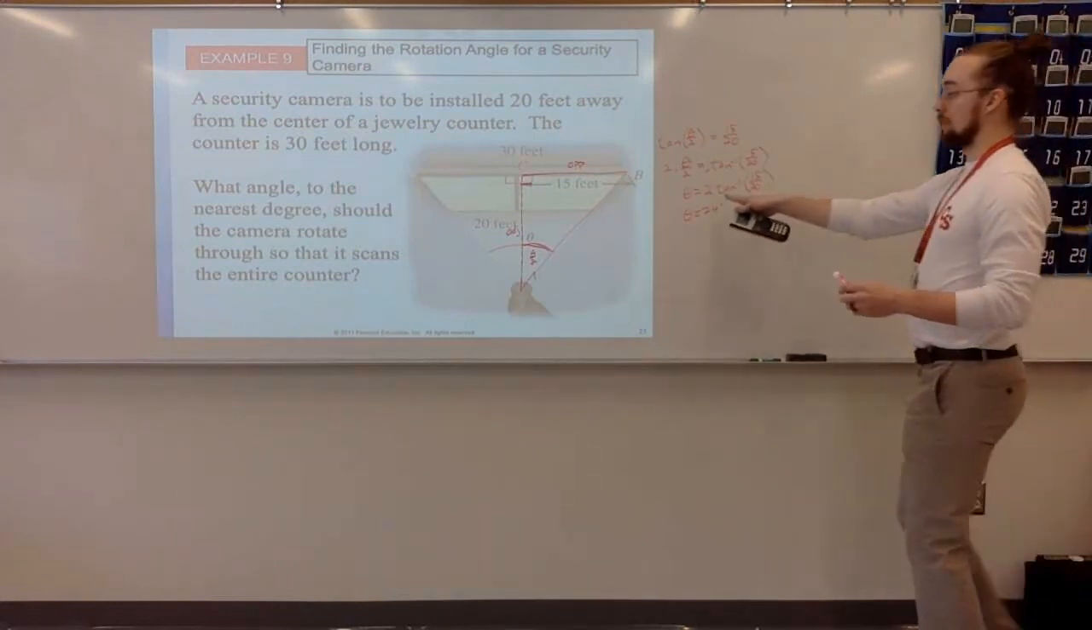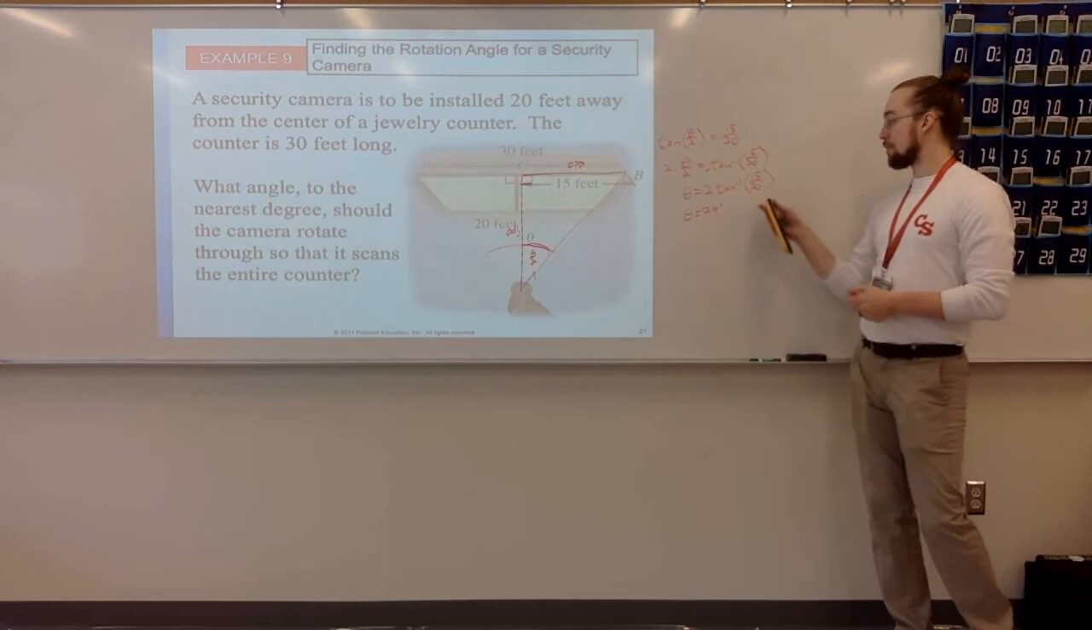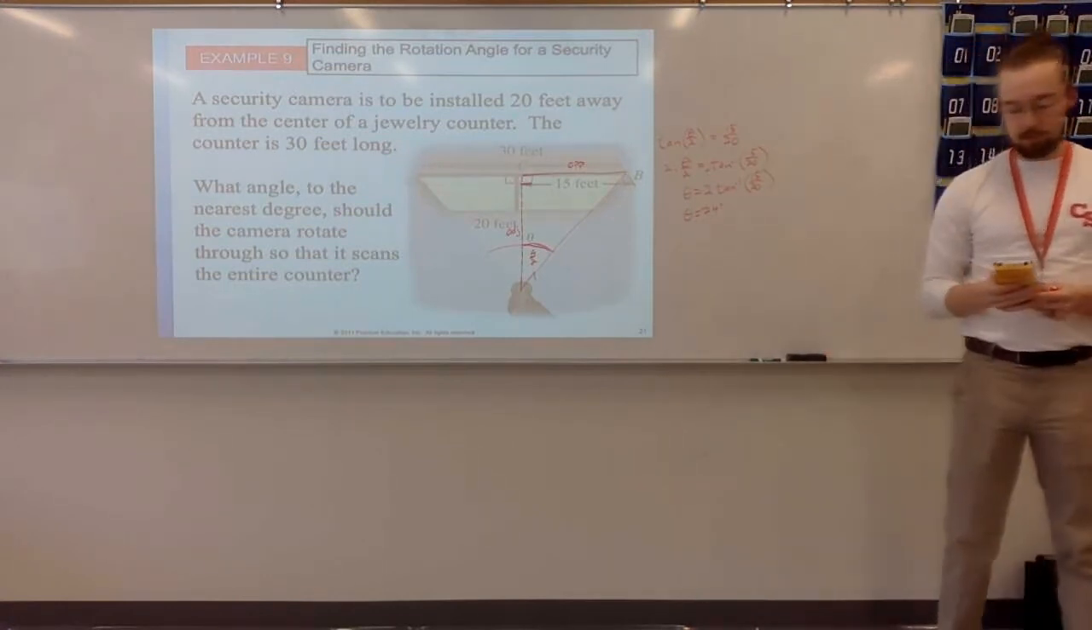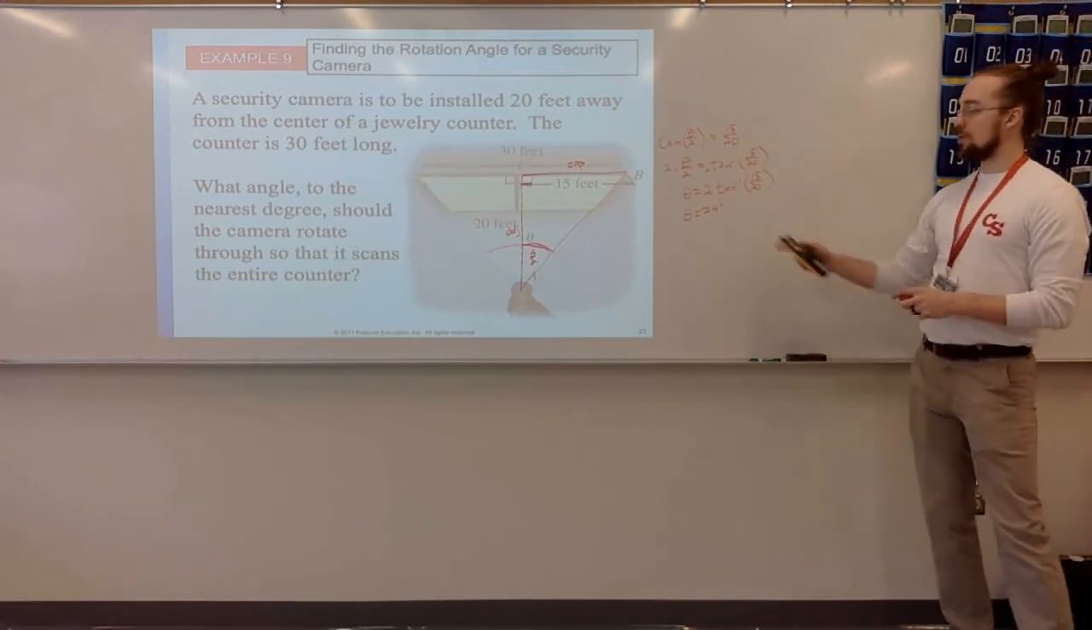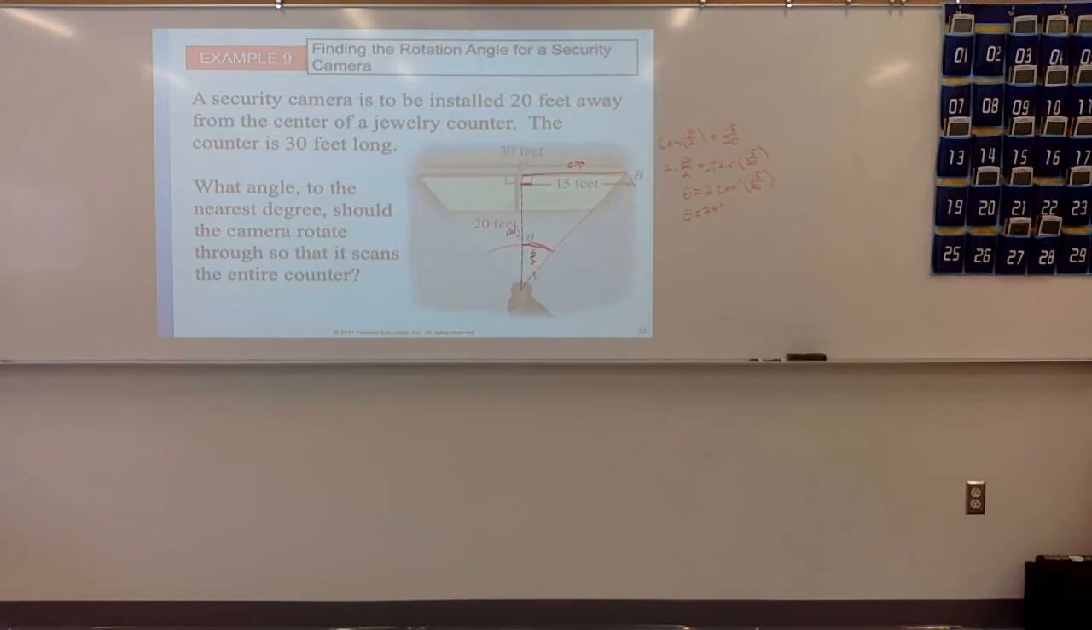I already did that. Yeah, so just inverse tangent of 15 over 20 is 36.8698. So yeah, I already put in the times 2. We okay with something like that?